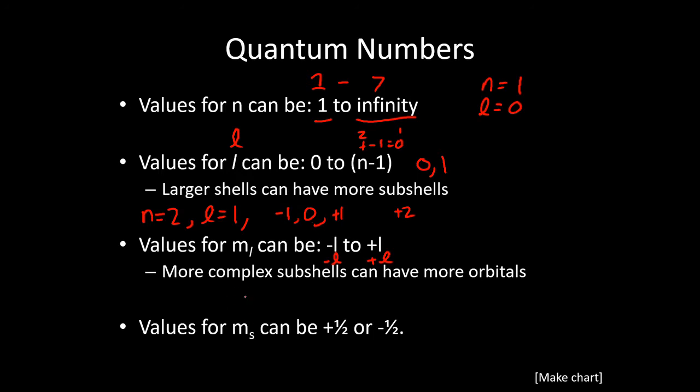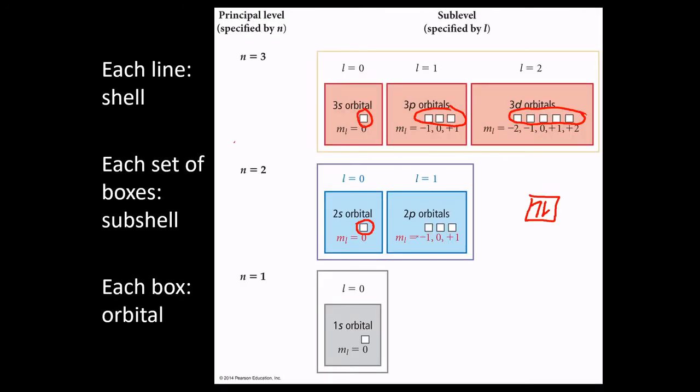And then the last one here I've already mentioned before, but it only has two possibilities. No matter what the other numbers are, it can only ever be +0.5 or -0.5, no matter what. So these rules help us explain what we see here in this representation.